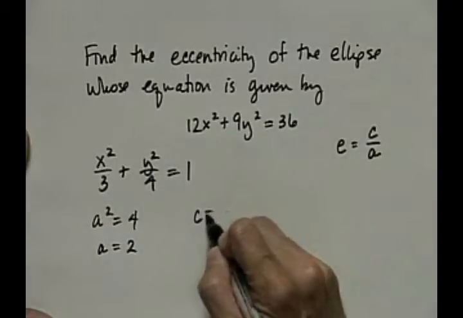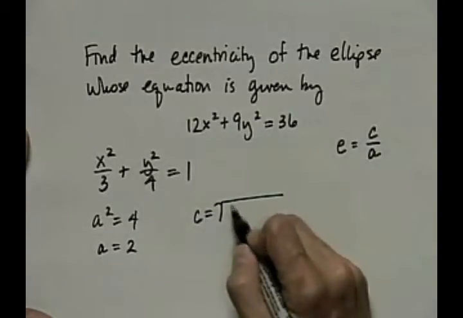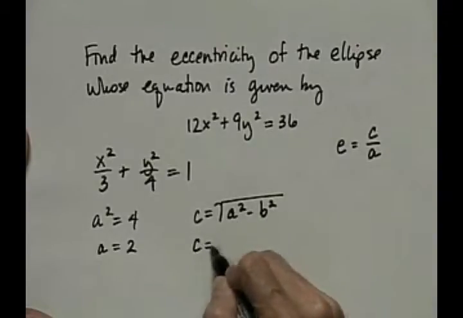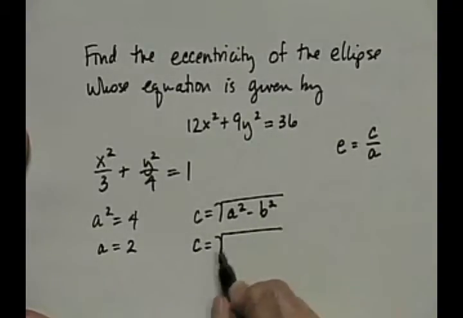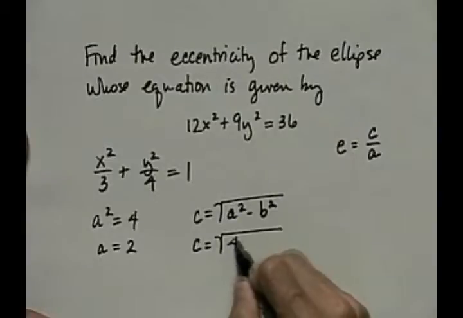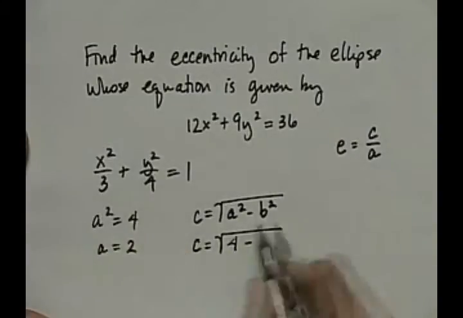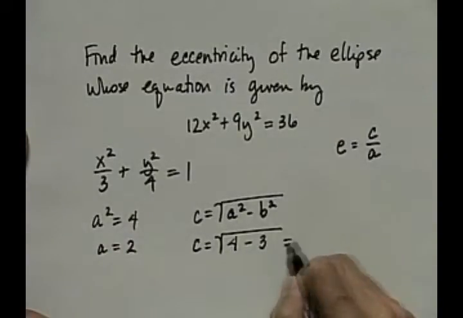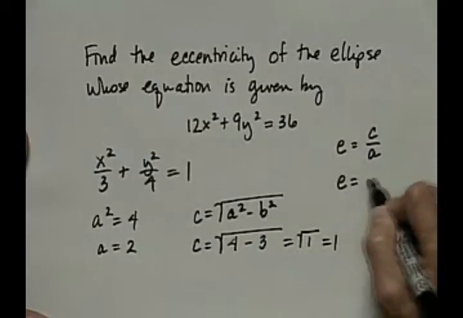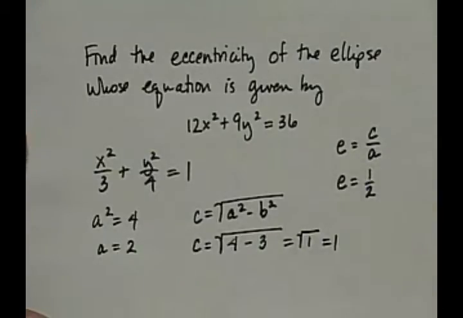For an ellipse, recall that c is the square root of a squared minus b squared. So for this ellipse, c is the square root of 2 squared minus 3, which is the square root of 1, which is 1. So the eccentricity of this ellipse is 1/2.